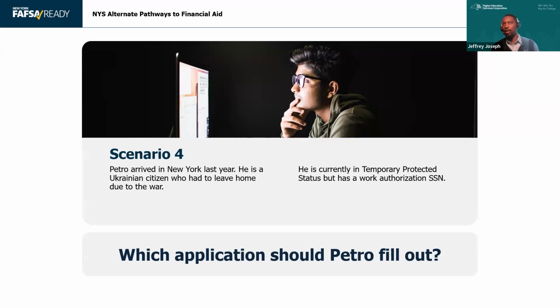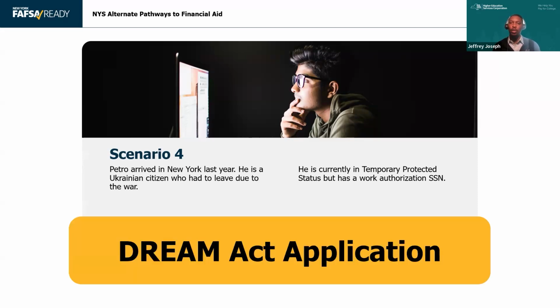Look at his status. Why he's here. You guys will be correct. He's a DREAM Act student, right? Due to his status, he's eligible to apply for the DREAM Act, although his permanent home is Ukraine. Due to what's going on, he has a status that allows him to be here, and a status that has a work authorization SSN. So he falls in line there, and can now get the DREAM Act. Okay, so great review. All right, that's a good review for us.